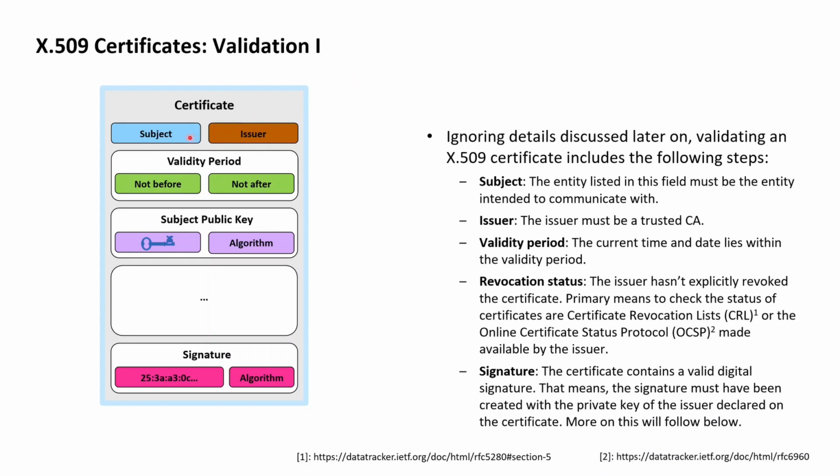Validating the subject means to validate that the information contained in the subject field really identifies the end entity that one wants to communicate with. Validating the issuer means that the issuer of the certificate must be a CA that one trusts to issue accurate certificates. The validity period indicates the maximum time period within which the certificate is considered valid.